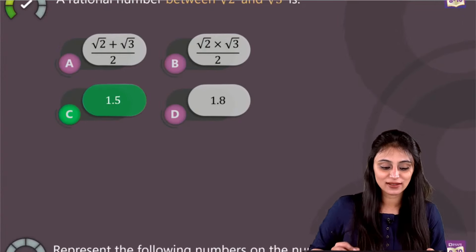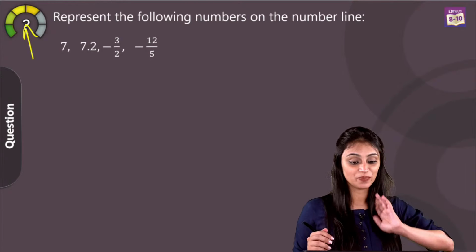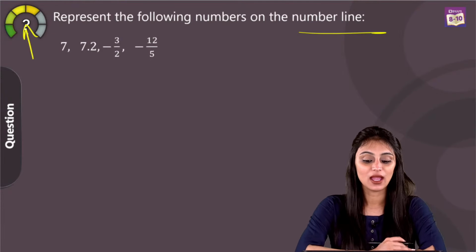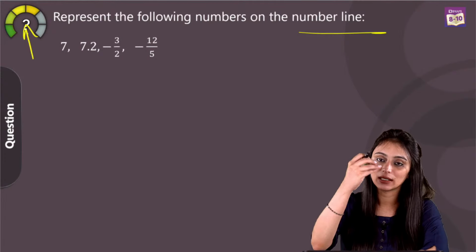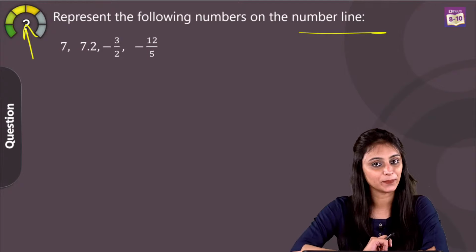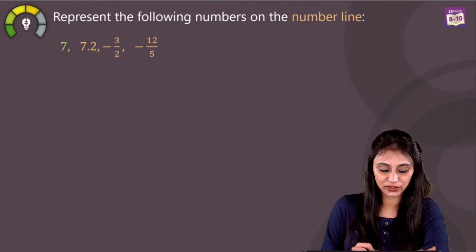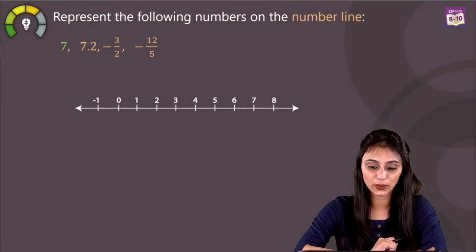Now let's take a look at the next one. You can see that this is a moderate level question. Now here we have to represent the following numbers on the number line. So first I'll draw a number line, then I'll be representing these numbers one by one, right? Okay. So this is the number line we have here, right? Between -1 to 8, we have divided them equally.